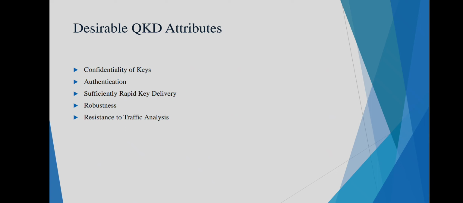Next, there are certain quantum key distribution attributes. Confidentiality of keys: we have a key to transfer information, which means the key must be confidential, and only the sender and receiver must know the key. Authentication. Sufficiently rapid key delivery: to prevent more traffic, there must be rapid key delivery. Robustness: the performance of the key must be robust, which means the key must provide secure information.